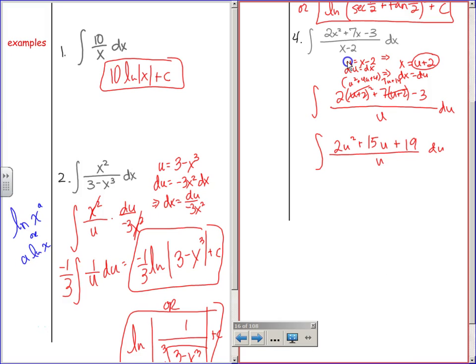Is there a division rule for integration? No. Is there a multiplication rule for integration? No. What do you got to do? Split it up.